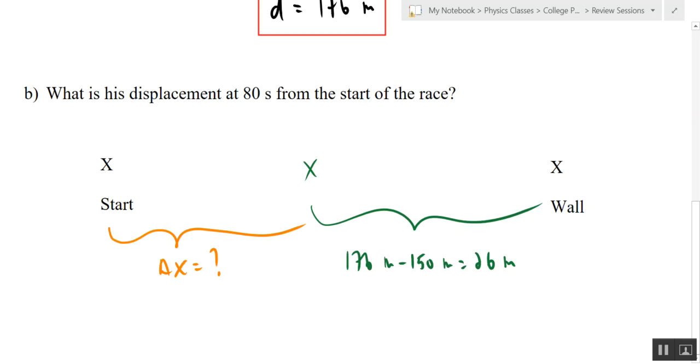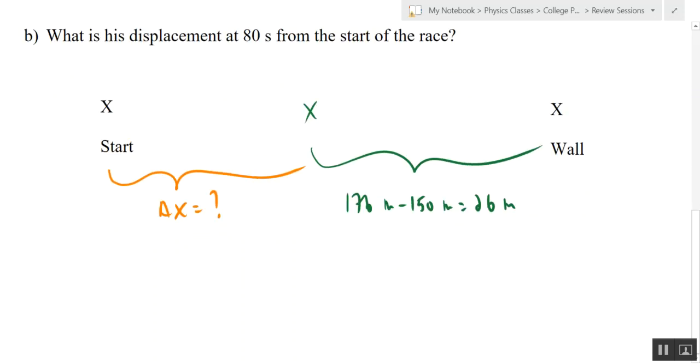Right? That's displacement, right? It's the length of the line that connects the start to the end. So it ends there, right? So what's the length of that line? What's the distance between the start? Yeah, it's just 24 meters, right?